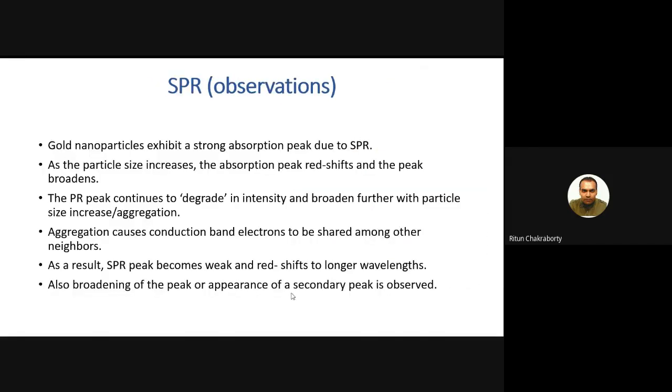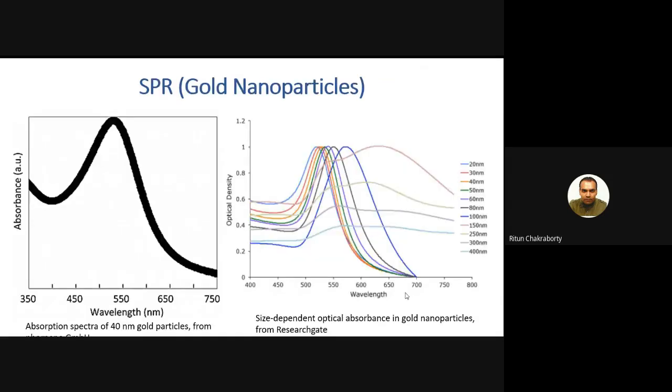Also, broadening of the peak and appearance of a secondary peak is observed. You see, for these ones there is another peak of absorption. When the nanoparticle size is too big, there is another absorption peak. This may be due to agglomeration or destabilization of the metal nanoparticles.